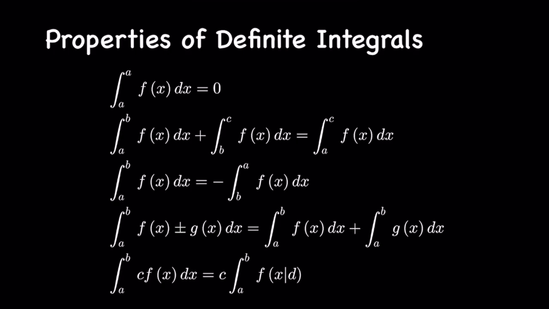Then, if you integrate f plus g from a to b, you can just integrate f plus the integral of g. So this means that the definite integral of a sum of two functions is the sum of the definite integrals, and the same is true for the difference of functions. So the definite integral of the difference is the difference of the definite integrals. And then if you have a constant in a definite integral, you can actually put the constant outside. So these are the properties of definite integrals.